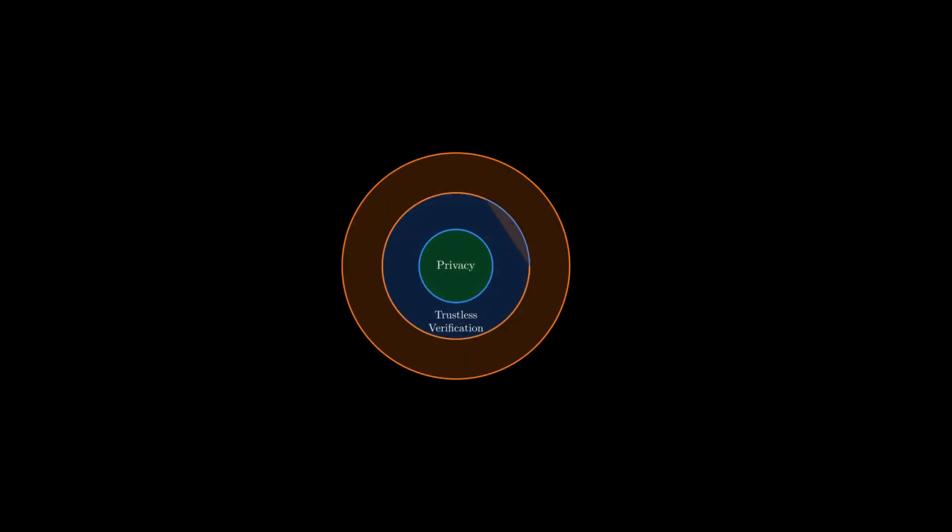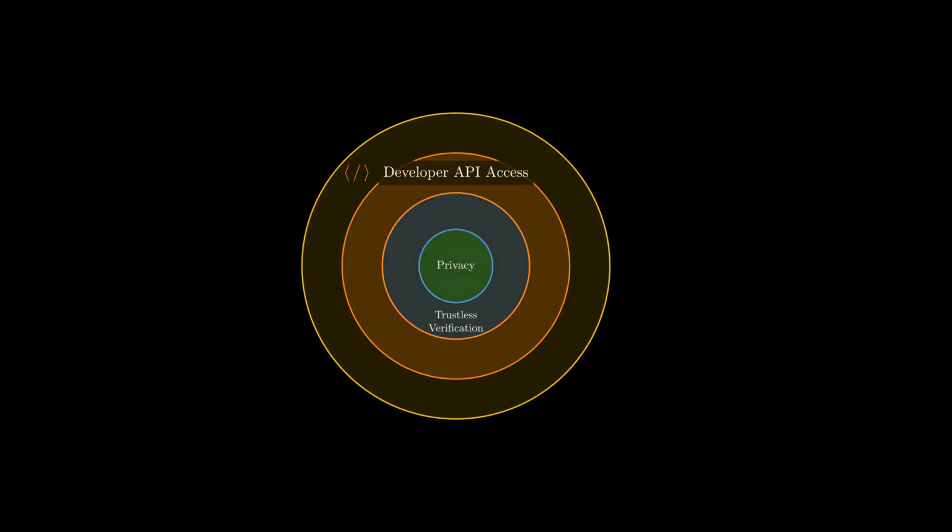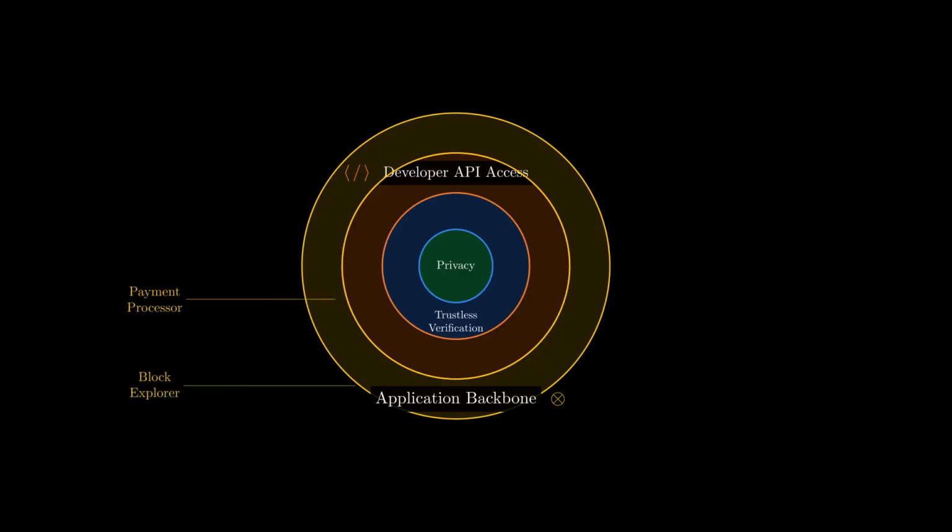Reason 3, developer API access. Bitcoin Core provides a programmable interface to the blockchain. Developers can query transaction data, broadcast new transactions, and build custom tools, all backed by fully validated consensus-correct data. Reason 4, application backbone. If you build services on Bitcoin, a payment processor, a block explorer, an analytics dashboard, your own node provides the authoritative data source. No third-party dependency.